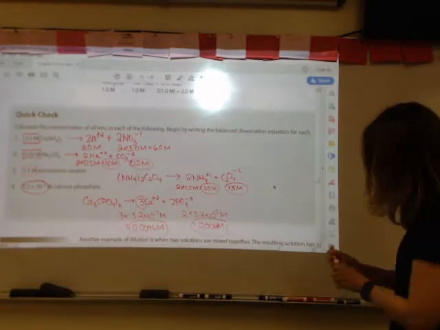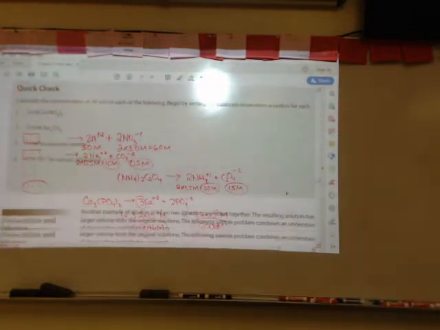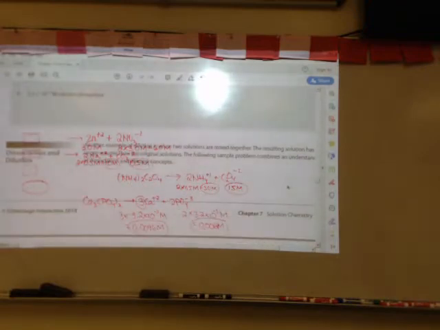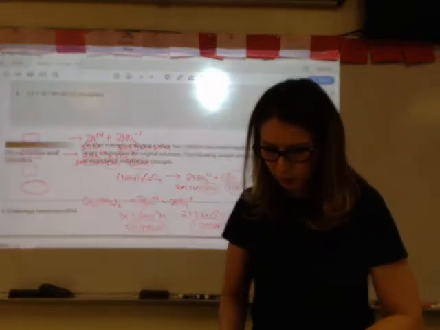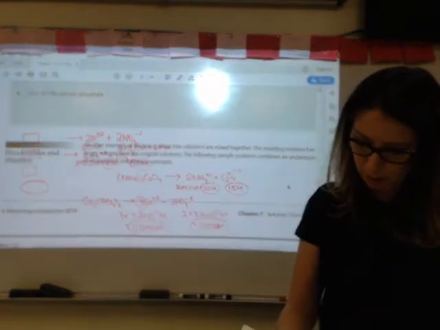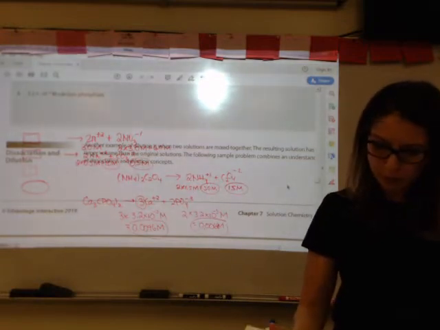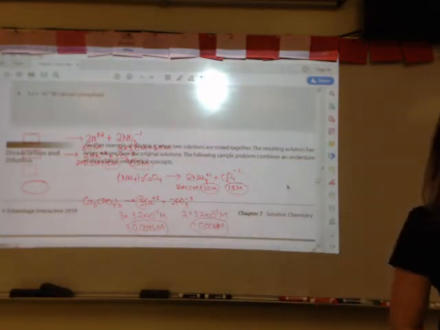Okay, now let's talk about dissociation and dilution. Another example of a dilution is when you have 2 solutions that are mixing together. And the resulting solution is going to have a larger volume. And let's take a look at the next page.